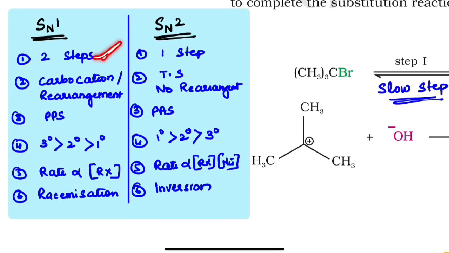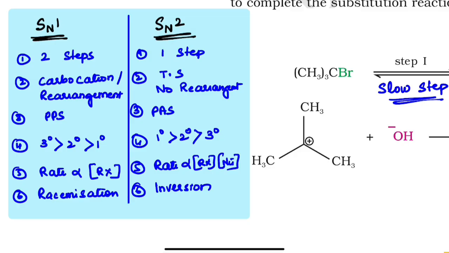SN1 takes place in 2 steps. SN2 takes place in 1 step. And SN1 proceeds through carbocation formation. Whenever carbocation is formed, you have to check for rearrangement. SN2 goes through a transition state which is highly unstable, and there is no rearrangement. In SN1 a polar protic solvent will be used, and in SN2 a polar aprotic solvent will be used.